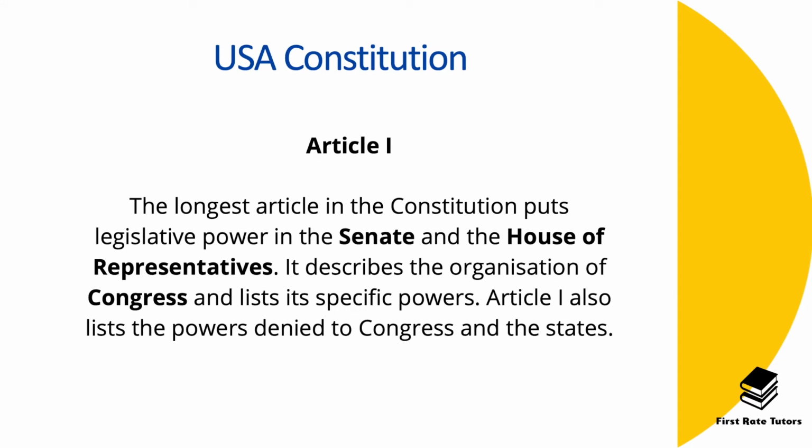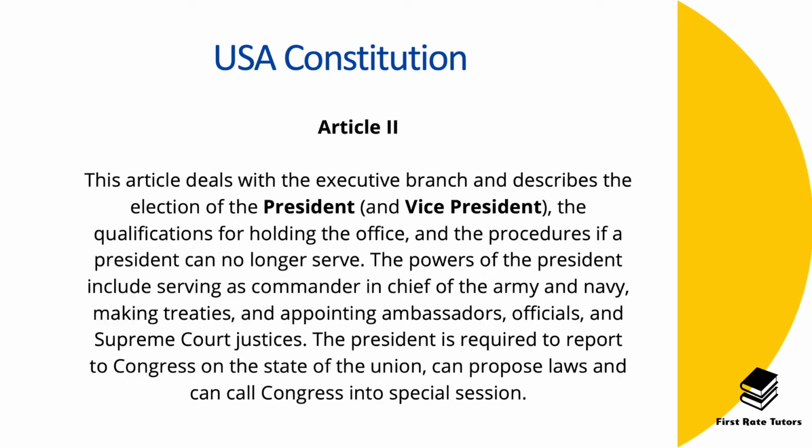Now let's go into some detail on the USA Constitution, because this is very important to be aware of. So let's first start off with Article 1. Article 1 is the longest article in the Constitution, and it puts legislative power in the Senate and the House of Representatives. This article also describes the organisation of Congress and lists its specific powers. It also lists the powers denied to Congress as well as the states.